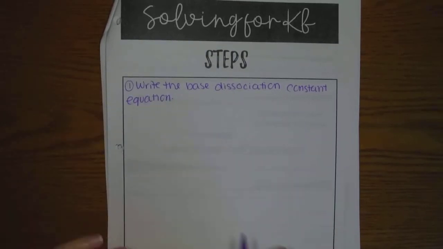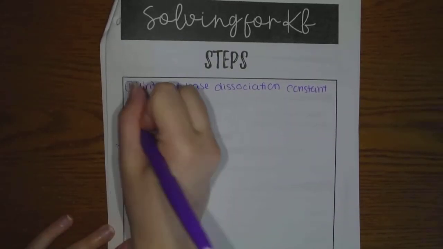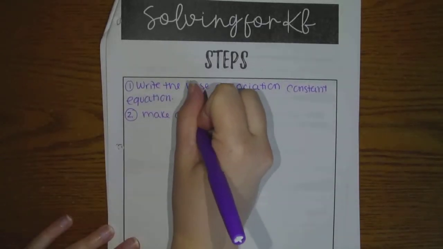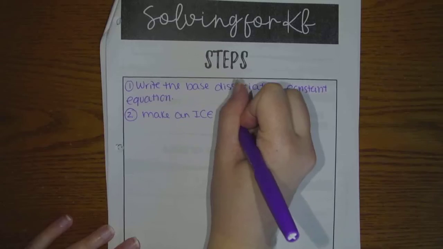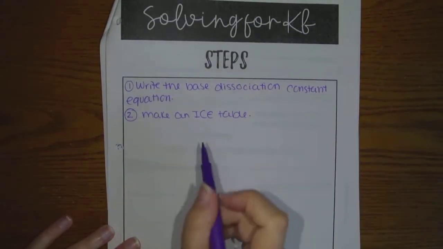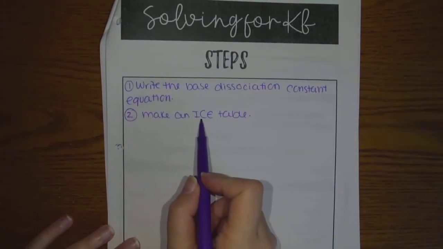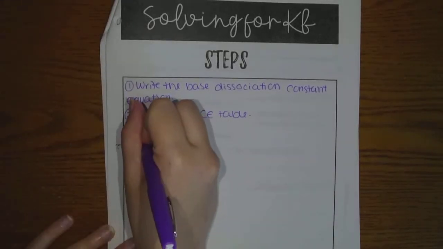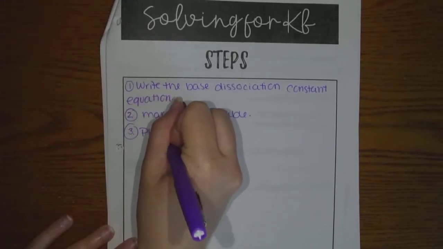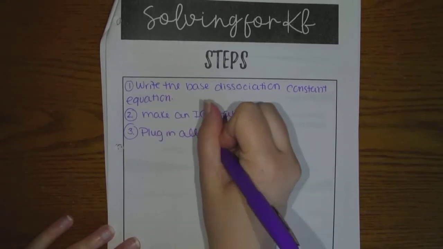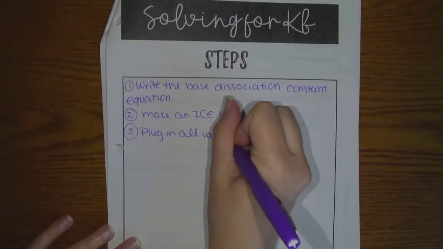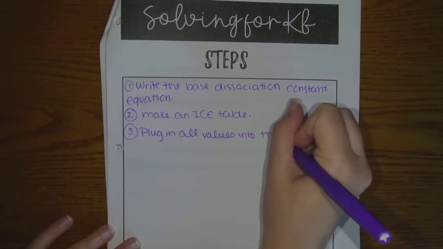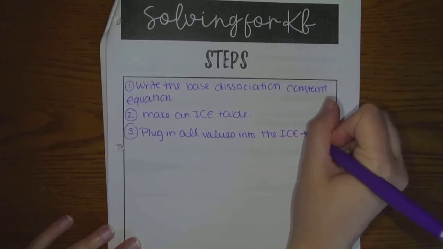Okay, the next step is going to be to make an ICE table. Remember what that is. ICE is initial, change, equilibrium. Then we're going to plug in all values into the ICE table.